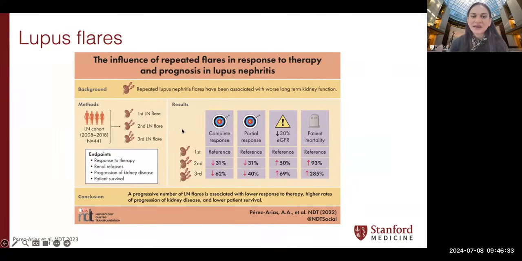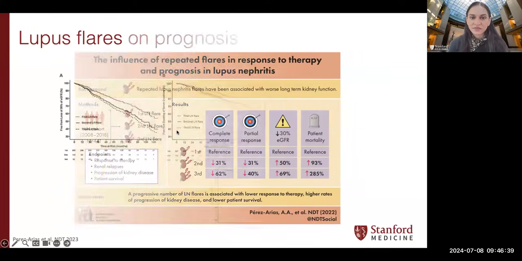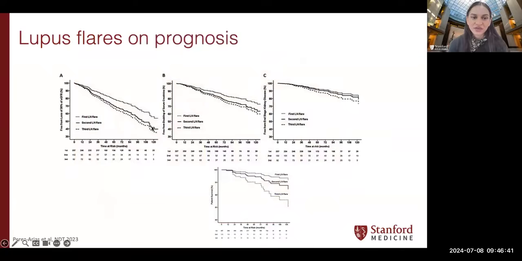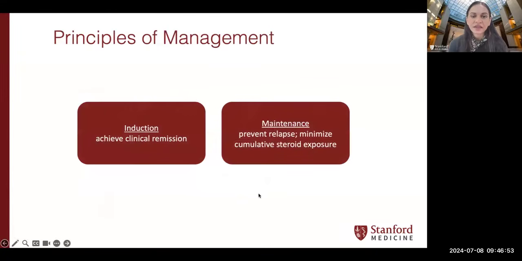So again, we need better treatments to keep the kidneys stable, keep this disease stable, and prevent relapsing. The doubling of creatinine gets worse, and the progression to end-stage renal disease gets worse. With every flare, the patient's survival gets worse. So I'm going to talk about management for the next 10 or 15 minutes.